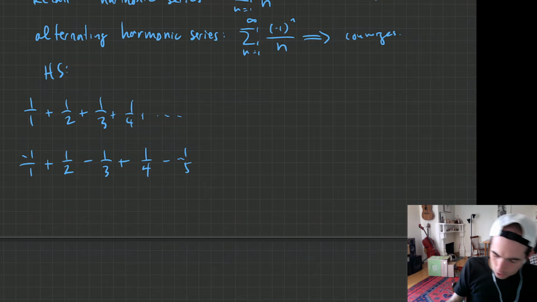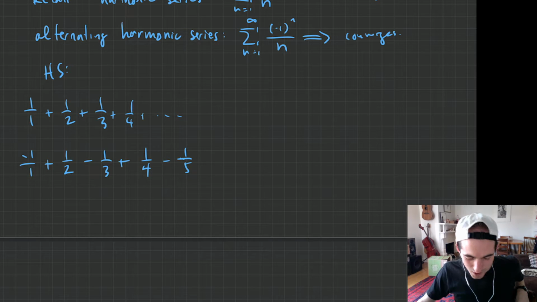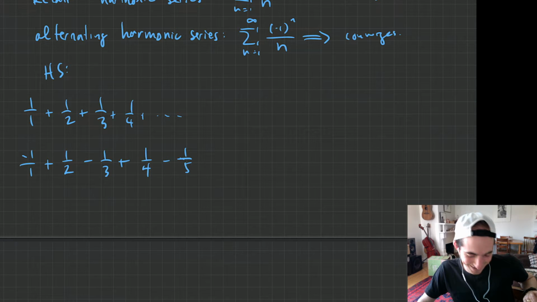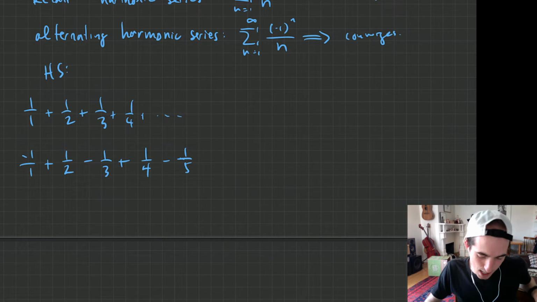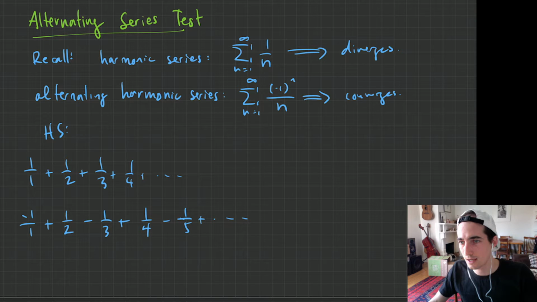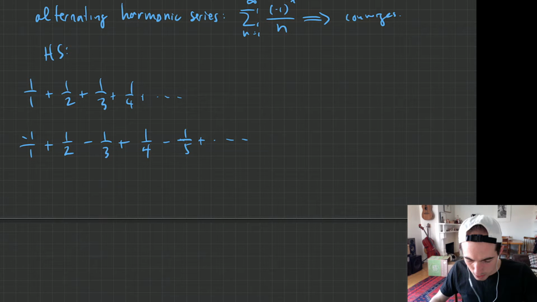So basically all the terms with an odd denominator have a minus sign in front of them, and the terms with an even denominator have a positive in front of them. That should tell us something funny is going on here, because these are almost the same series, except one of them has negatives and it's going back and forth and back and forth. The other one doesn't. So let's talk about the alternating series test.